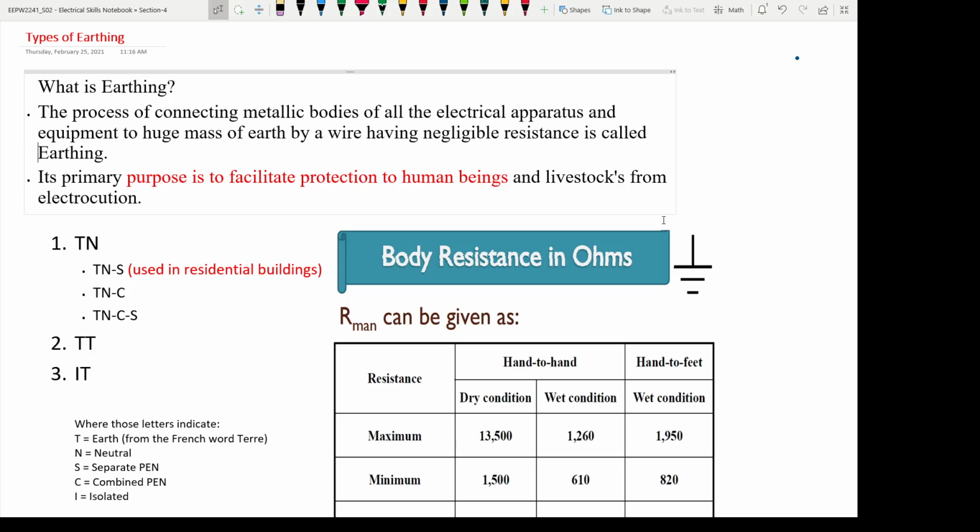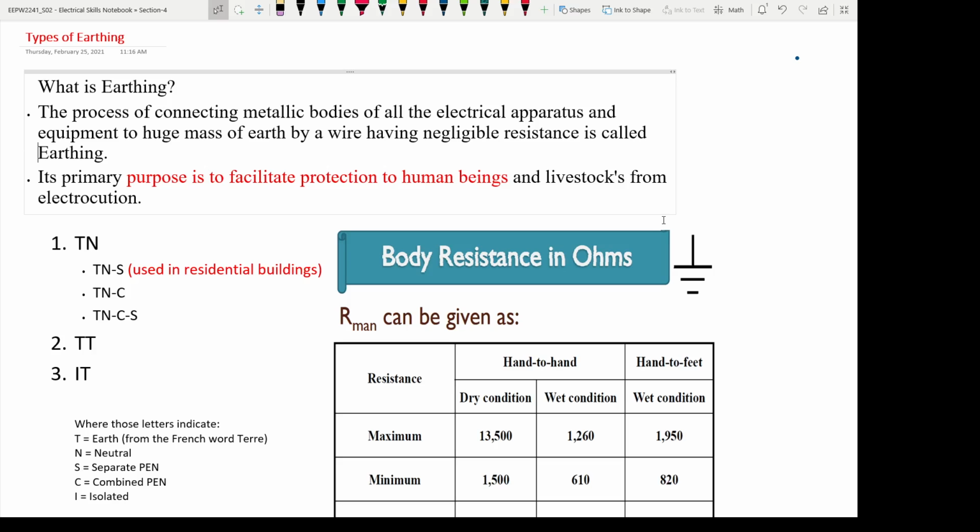What are the different types of earthing used all over the globe? We have TN, TT, IT. What is this TN? TN refers to how the earth conductor and neutral conductor are placed in the supply system. We get the energy from the supplier and we consume it in the consumer part. How the neutral and earth conductors are provided by the supplier, based on that we have the classification. So we have TN, TT, IT.